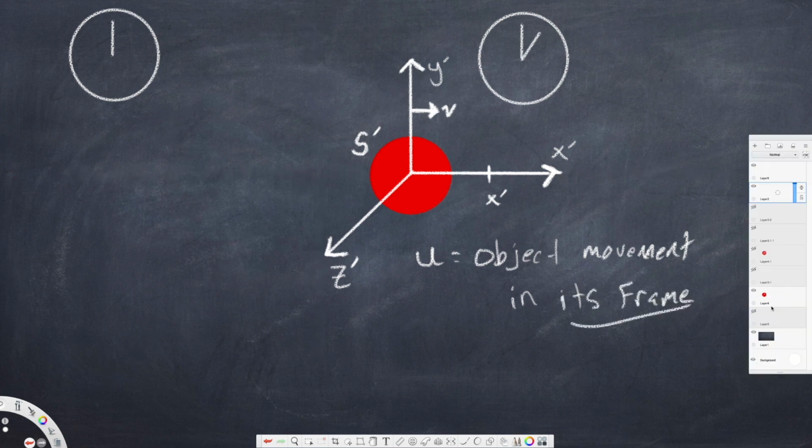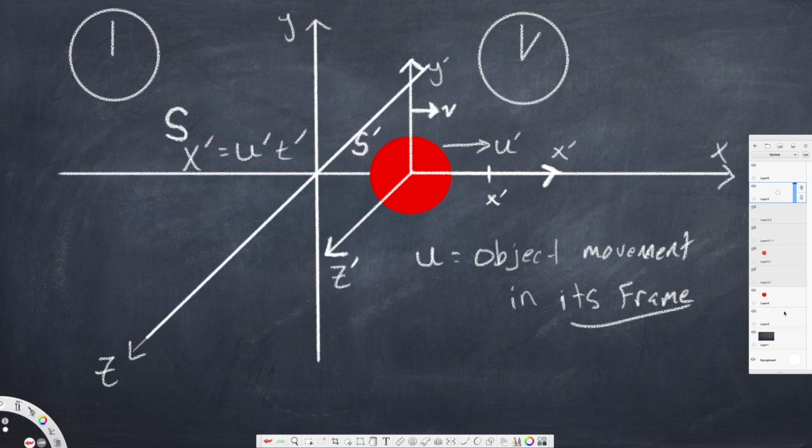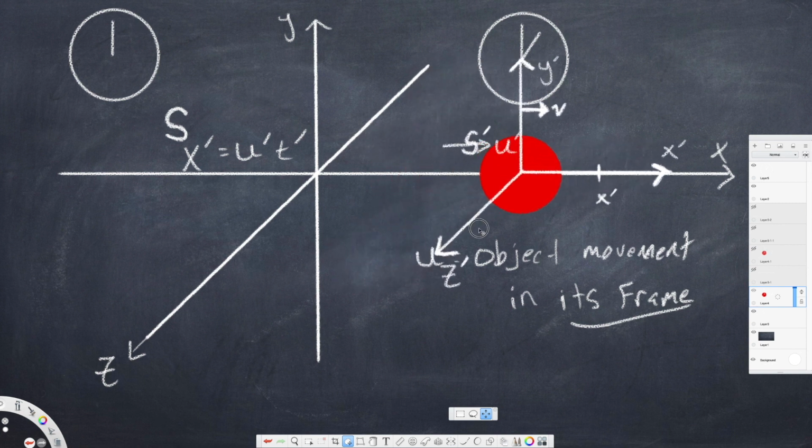So in the S' frame, if the object were to move inside of this frame, we would call this U'. And any motion it does inside that frame would have the position X' equals U' times T'. Its velocity and its change in time determine its position in that frame of reference. In the S frame, the motion of the object, which is pinned to the S' frame, moves at a speed of v.